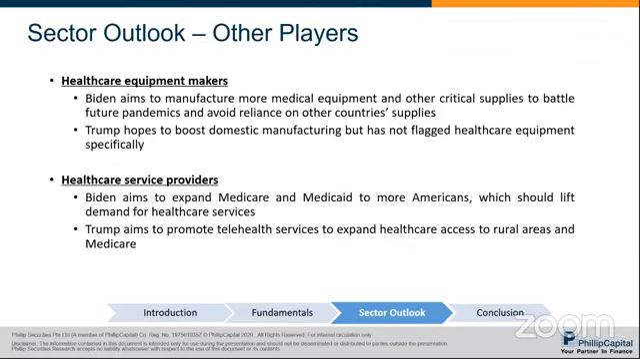And other players will be equipment makers. Biden aims to manufacture more medical equipment and avoid reliance on other countries' supply. So in a way, he hopes to bring back some domestic manufacturing for our healthcare equipment makers. So this will be a positive. Whereas for Trump, he indicated that he wanted to boost domestic manufacturing, but ultimately he didn't flag healthcare equipment specifically. So that remains an unknown.